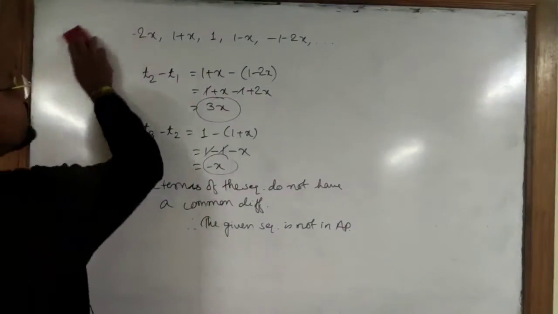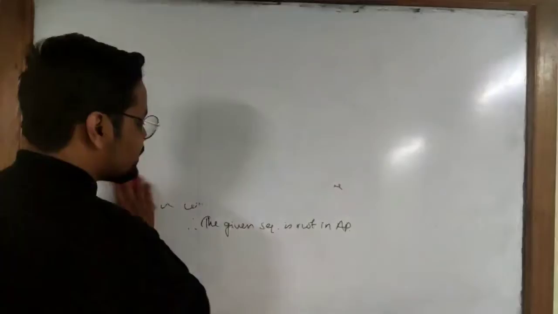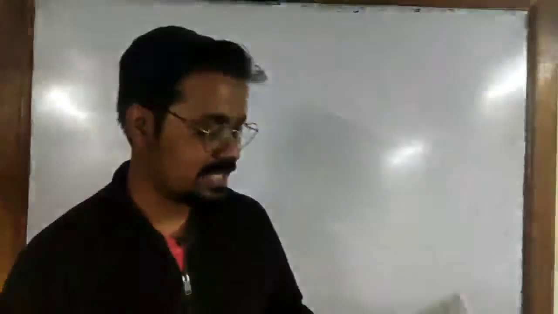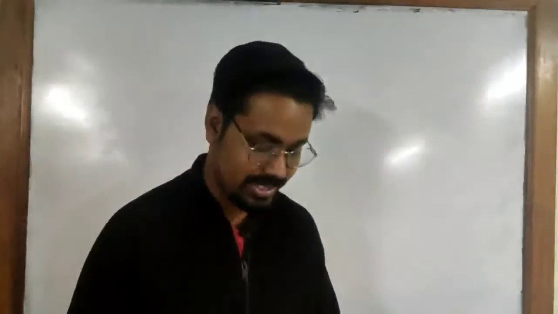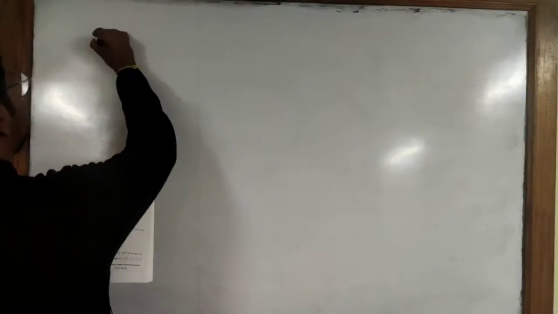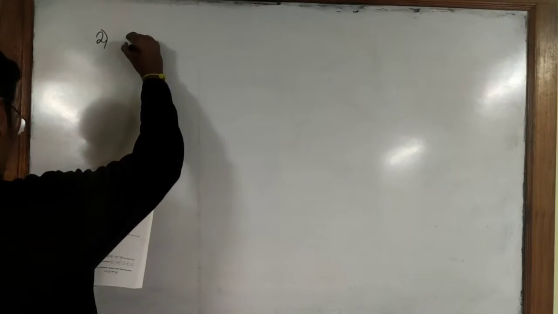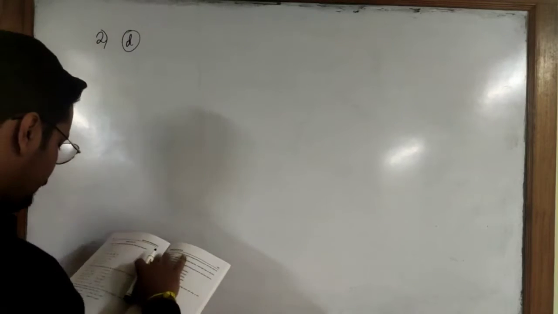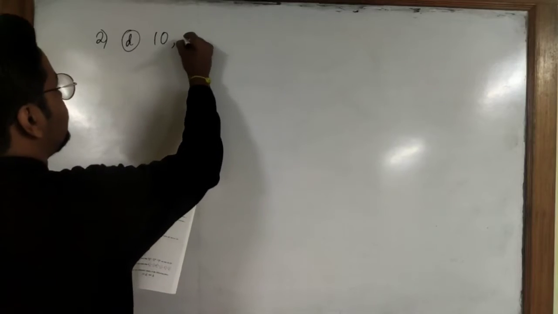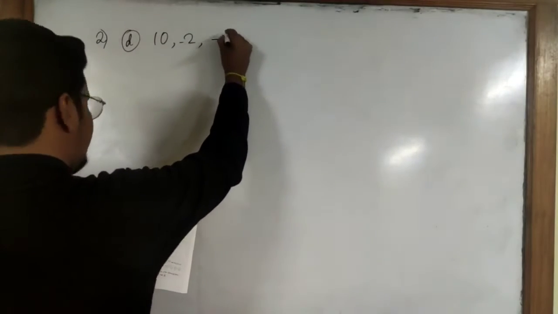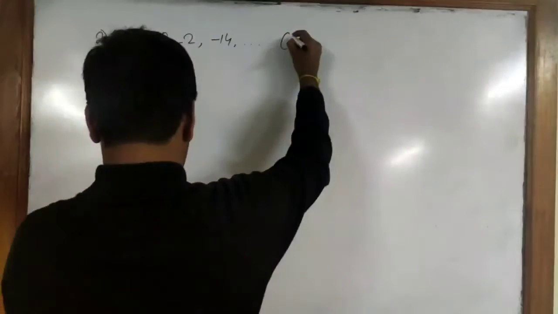So we will move on to question number 2 now, and let's see what the question says in question number 2. So it says here, find the terms mentioned in the bracket of the following sequences. So let's see what to do here. Let me do option D.